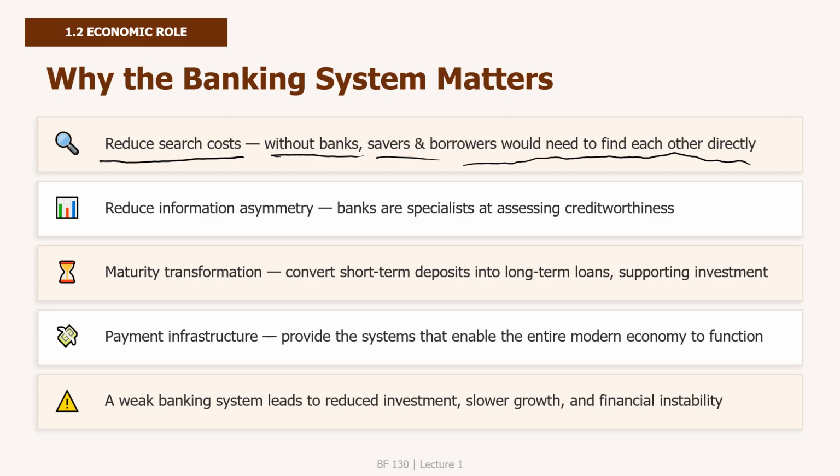What else is there? It's also about the issues of information asymmetry. This is very important as well. So banks basically help reduce what we call information asymmetry, because really banks are specialists at assessing creditworthiness. Information asymmetry is a situation where one party has more information than the other party, right? So for instance, when you apply for a loan, for example, right?